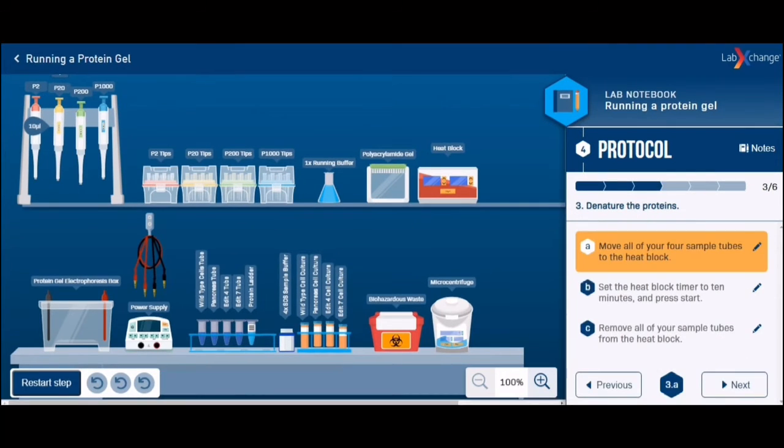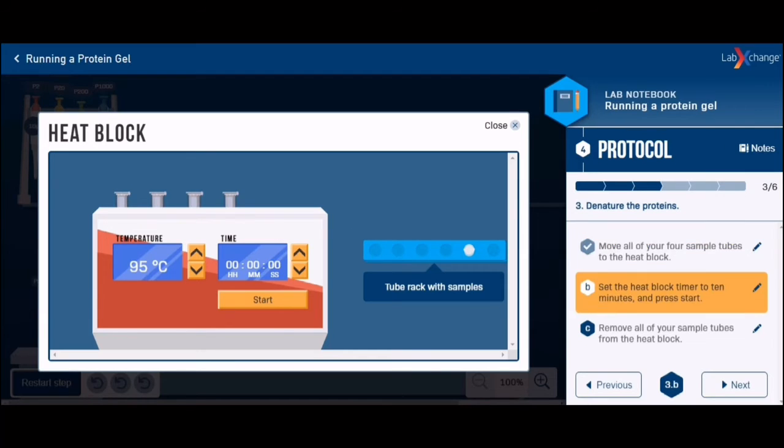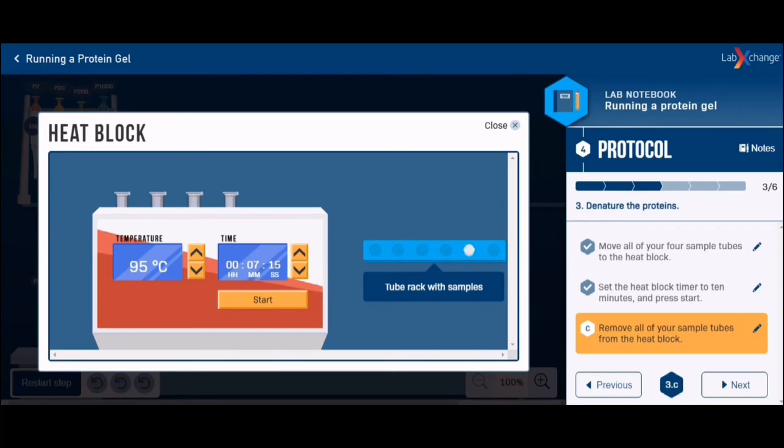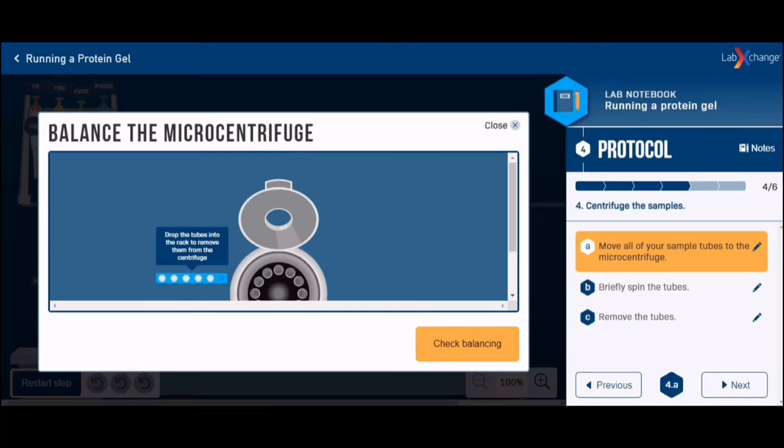Done for the second protocol, and the third protocol is denature the protein. The first step is we need to move all our 4 sample tubes to the heat block, and next we will set the heat block timer to 10 minutes and press start. And finally, we will remove all our sample tubes from the heat block to the tube rack, and we will move to the fourth protocol, that is centrifuge the samples.